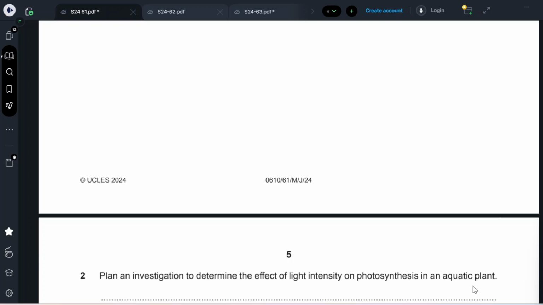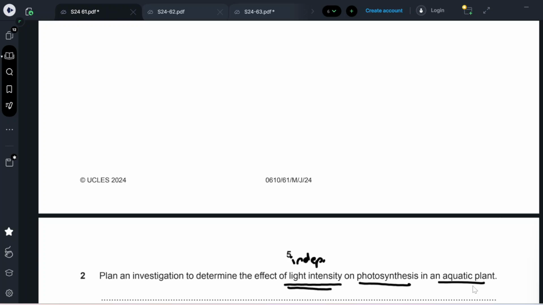For this question, we have it in the plant nutrition chapter. This is an experiment that we have in our notes. I want to check the effect of light intensity. So I want to see how the light intensity changes the photosynthesis. So this is my independent variable. Photosynthesis in an aquatic plant. So I have to measure the photosynthesis in some way.